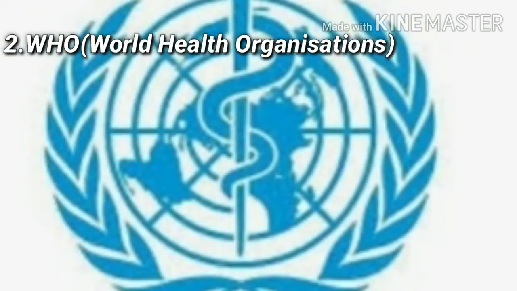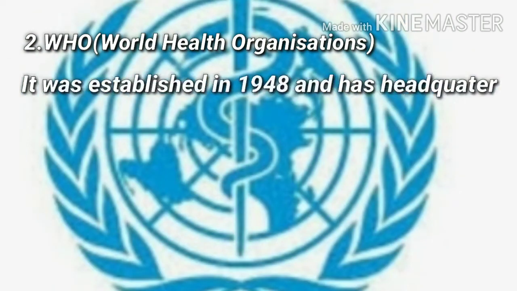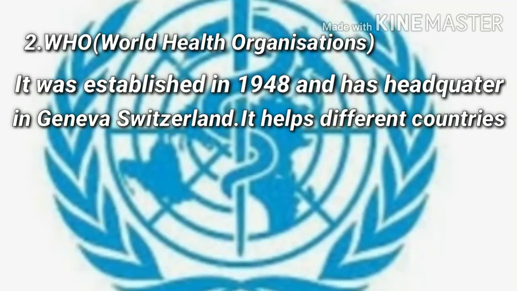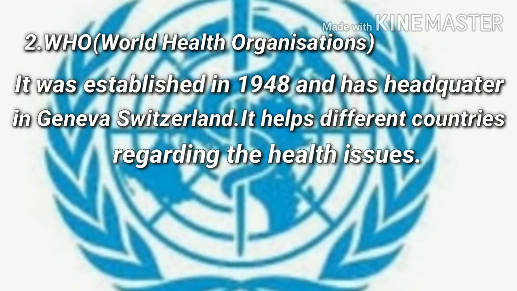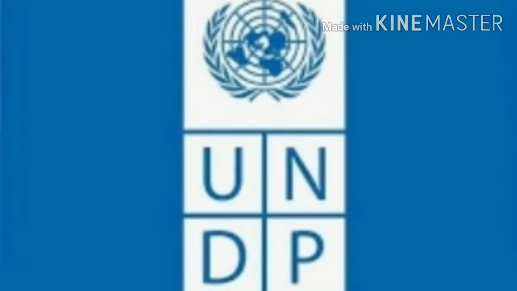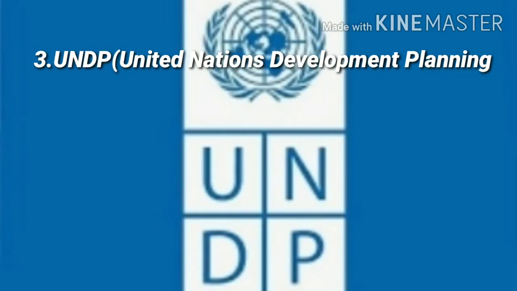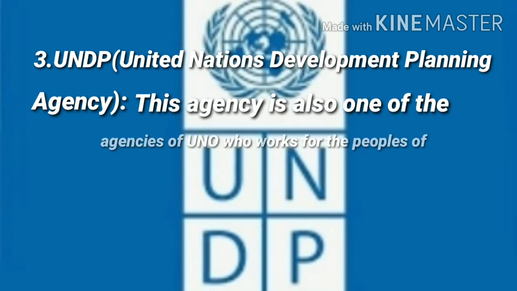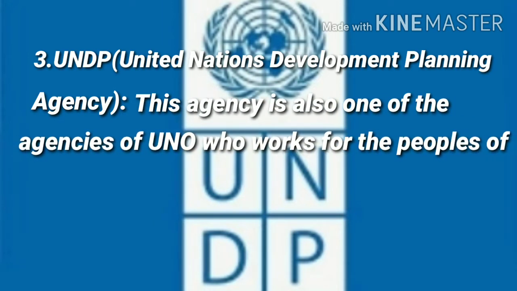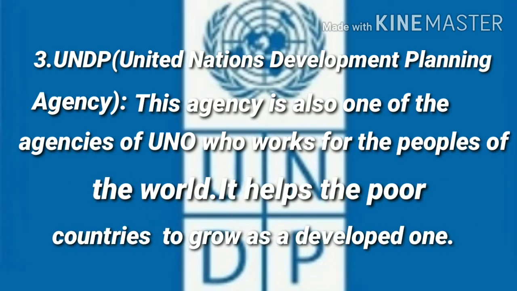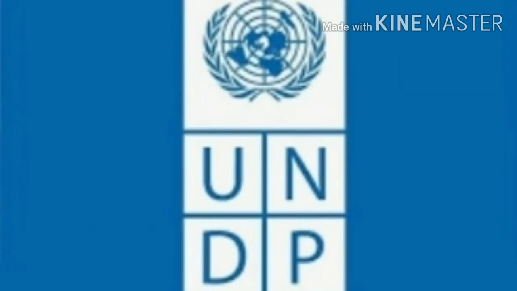And number 2 we have is WHO, World Health Organization. It was established in 1948 and has headquarters in Geneva, Switzerland. It helps different countries regarding health issues. Now number 3 we have UNDP, United Nations Development Programme. This agency is also one of the agencies of the UN that works for the people of the world. It helps poor countries to grow into developed ones.